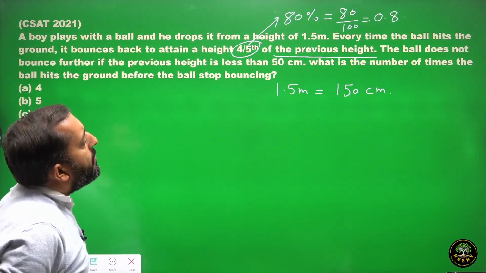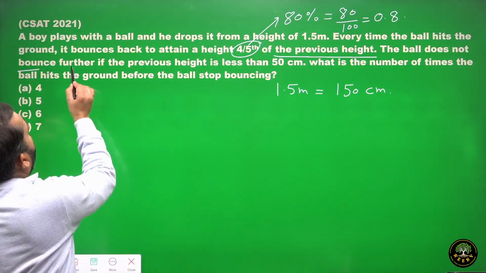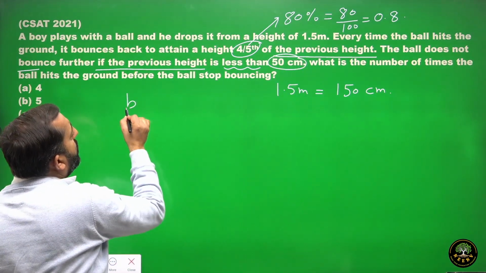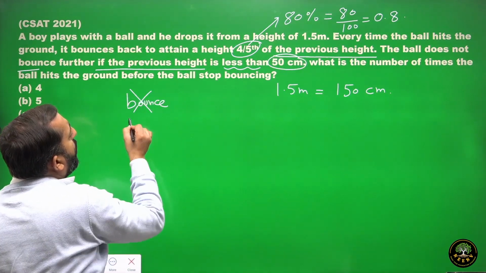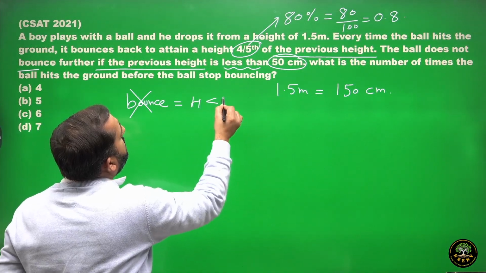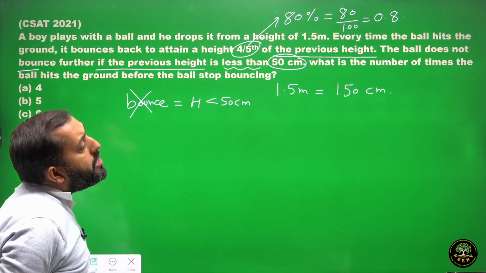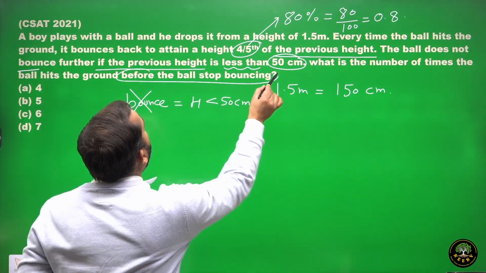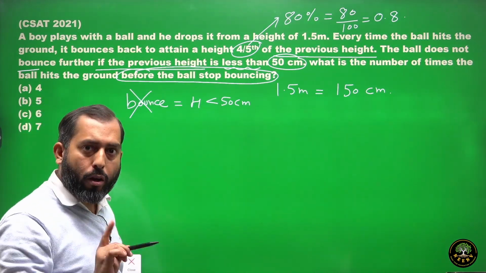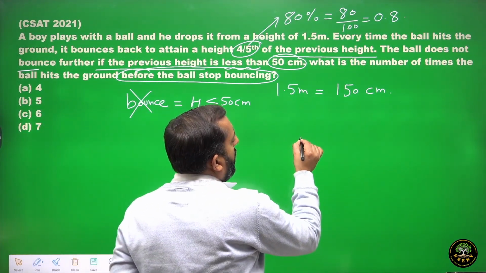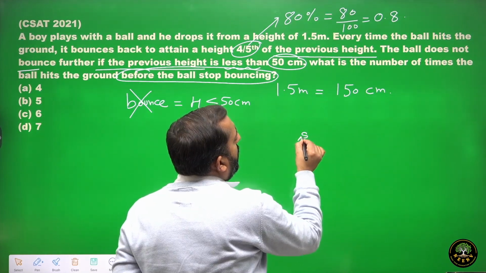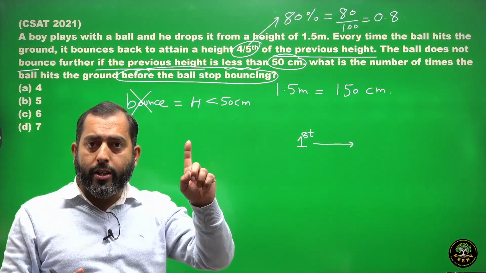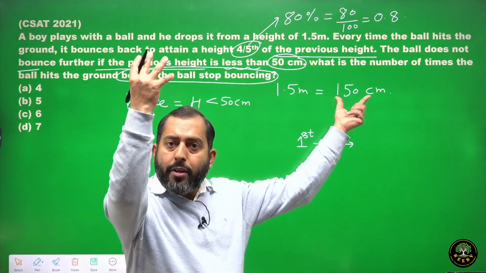Done? Now, the ball does not bounce further if the previous height is what? Less than 50 centimeter. So the ball will not bounce if the height is what? Less than 50 centimeter. What is the number of times the ball hits the ground before the ball stops bouncing? Okay, so let's write down what will be the height covered by the ball when it is going to hit the ground for the first time. So the ball has been dropped from the height of 150.